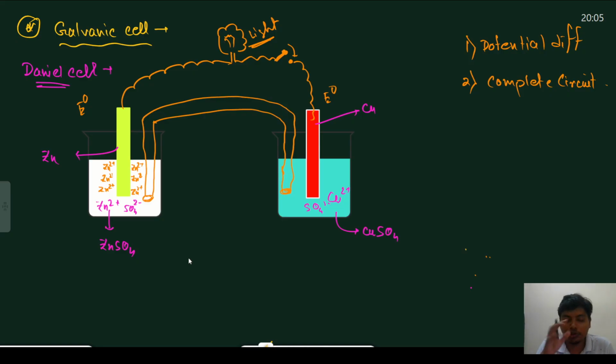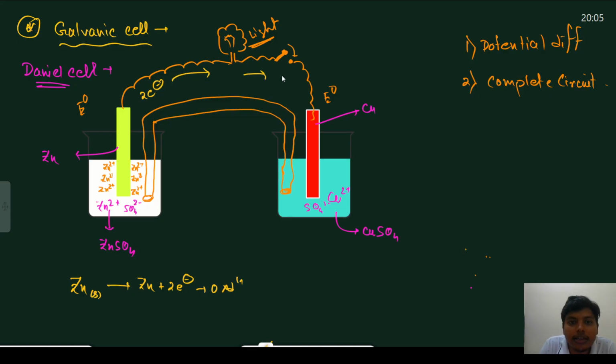Now, what is happening here actually? Here the zinc rod is there, on the left side. Zinc solid becomes Zn2+ and gives 2 electrons, which is oxidation. These 2 electrons go by this wire to this side and mix with Cu2+. Cu2+ will take these 2 electrons and become copper. Clear?